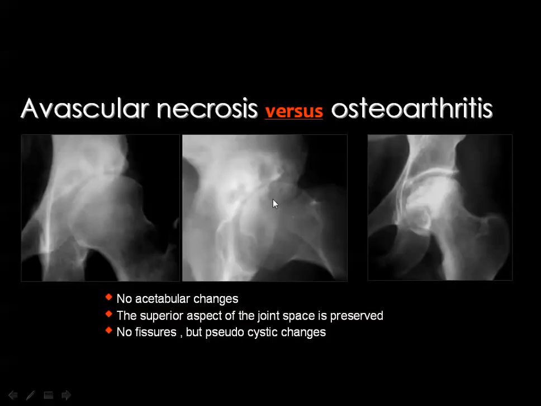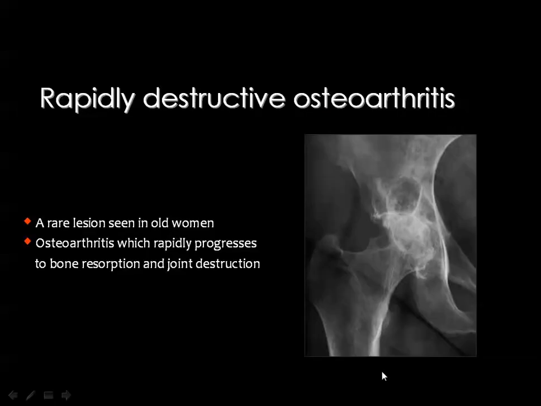It will affect the femoral head as well as the acetabulum. And the changes will appear in the acetabulum, like here you can see pseudocystic changes as well as in the femoral head. This particular site of the joint space will be affected in the disease, and you got marked narrowing of this superior lateral aspect of the joint space.